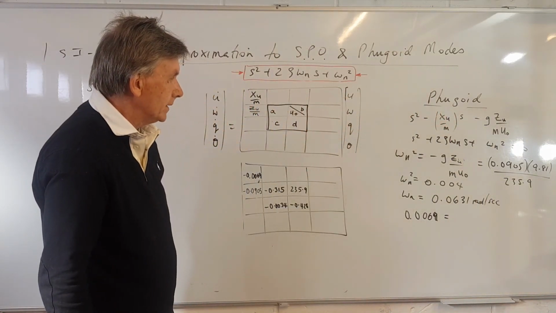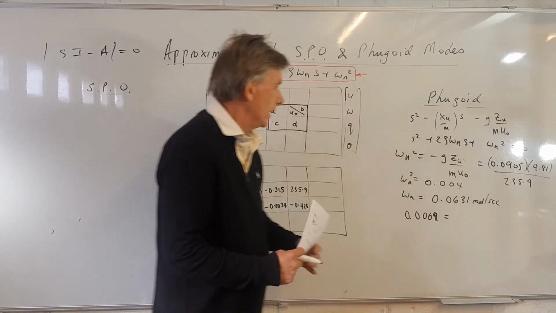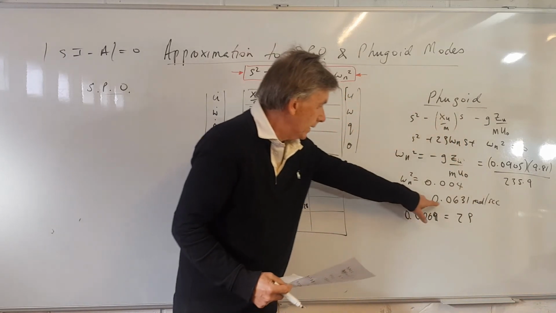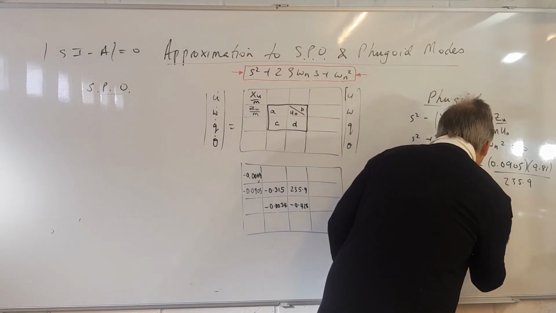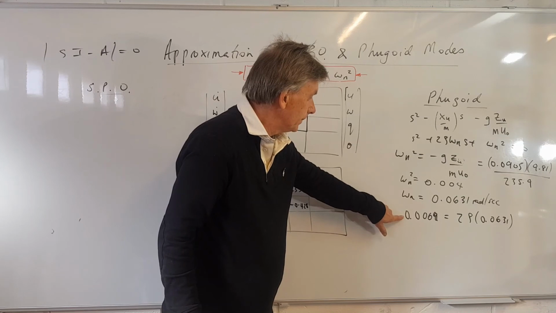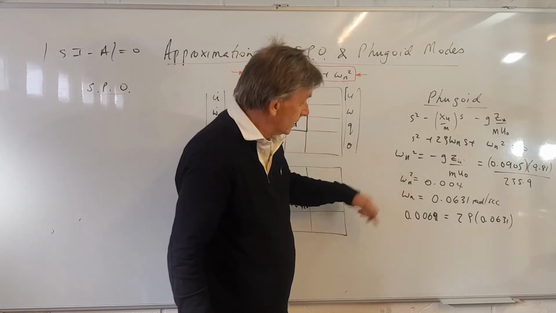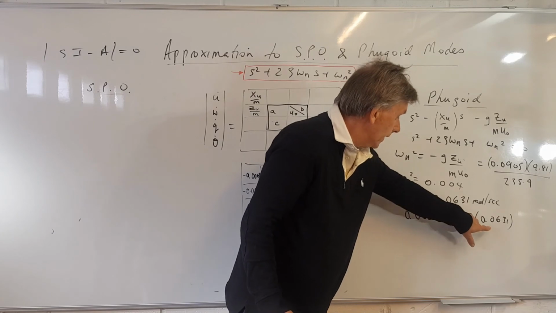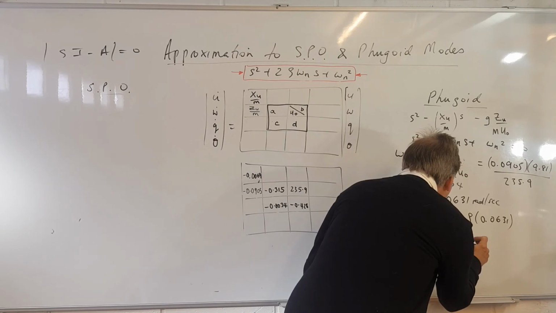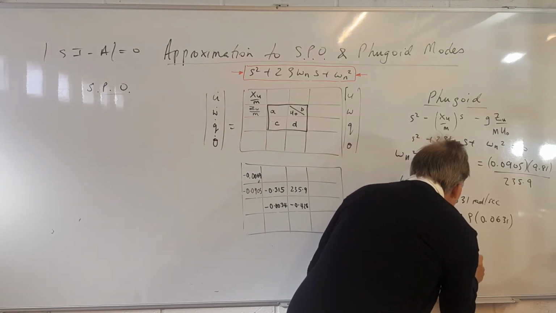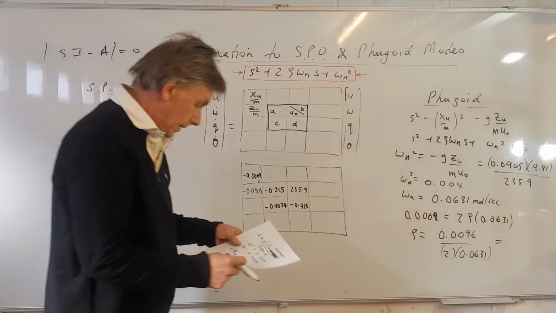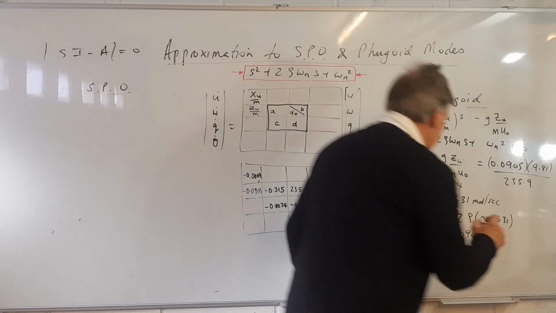And xu over m now is equal to 2 zeta omega n. It's going to be 2 times zeta, and the omega n is given by this term here, 0.0631. So there's our xu over m with the minus sign taken out. There's the 2, there's the zeta, there's the omega n. So we can get this now. Zeta is equal to 0.0069 over 2 times 0.0631, and that comes out as 0.0562.